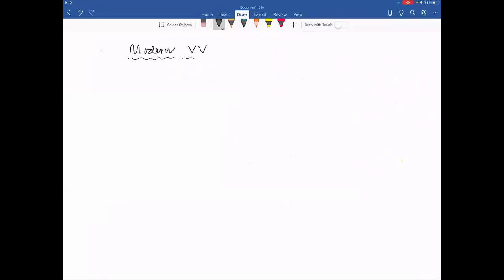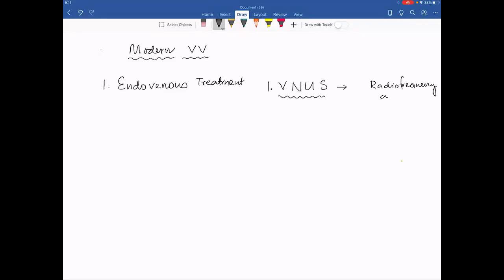The modern is something called endovenous treatment. And when you talk about endovenous treatment, there are multiple endovenous options. To start with, I will say the names, the full form only. Point number 1 is VNUS. Technically VNUS is also called the radio frequency ablation of a varicose vein. Just remember this name. One line, radio frequency ablation. This comes as an MCQ.